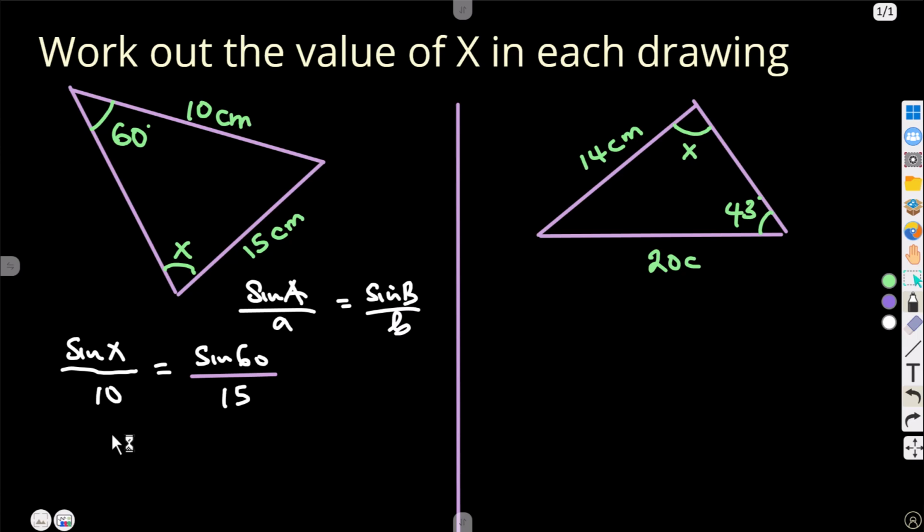So what we're going to do here is cross multiply. So you're going to have sine x, which will be 10 times sine 60 degrees, and divide this by 15.